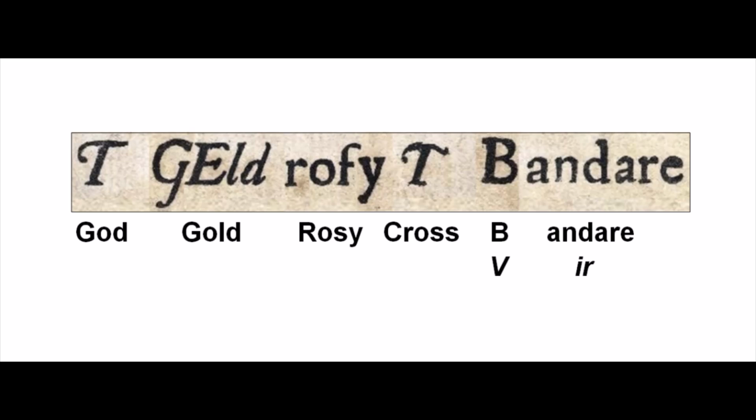The last word uses the letters B and R. In Italian, andare means go, which is pronounced ir in Spanish, spelled I-R. Also in Spanish, B and V are pronounced the same. So if you translate the letters B and dare into Spanish, you get B-I-R, pronounced vir. Altogether, the byline is an anagram for God, Gold Rosy Cross, Vir.